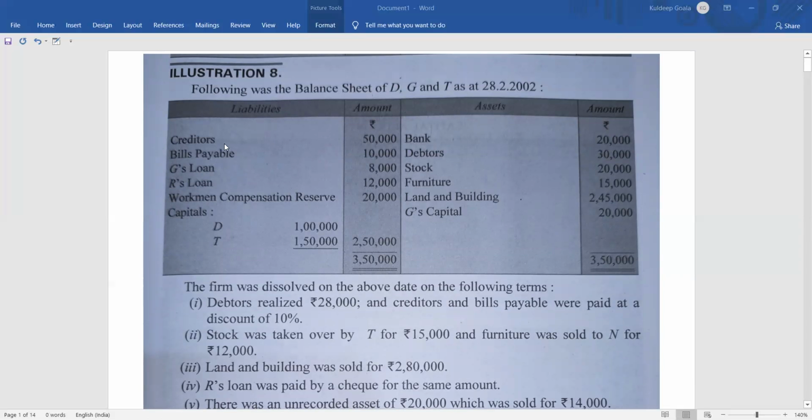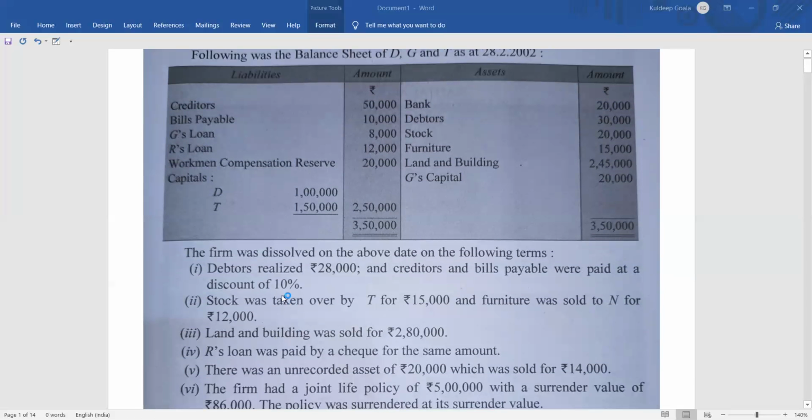In the liability side, we have creditors 50,000, bills payable of 10,000, R's loan. G's loan we cannot take, right? He is a partner. G is a partner, so we'll not take. We can take R's loan of 12,000. And there is nothing else. So we saw in the adjustment that there was no claim of workman compensation. So workman compensation reserve will go to the partner's account. So what will be the entry for transferring it?